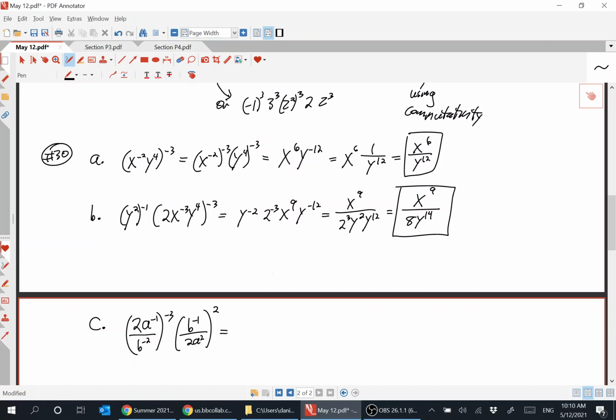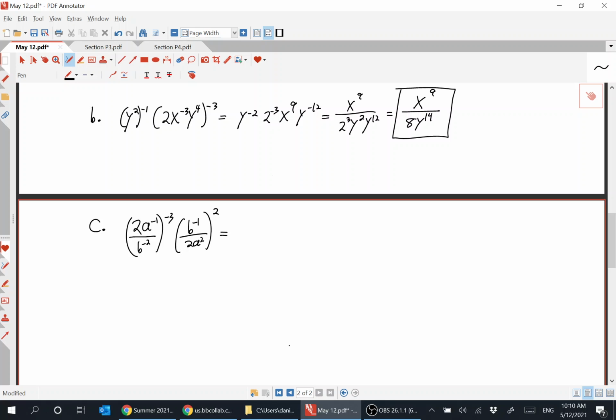All right. So exponentiation distributes over multiplication and division, right? So we're going to distribute this minus 3 throughout the exponent, throughout this whole thing here, and the minus 2 throughout the expression here. So this becomes 2 to the minus 3, a to the what exponent? Right? I want to skip this step. A to the minus 1 to the minus 3 is just a to the 3, over b to what exponent? Right, b to the minus 2 to the minus 3.